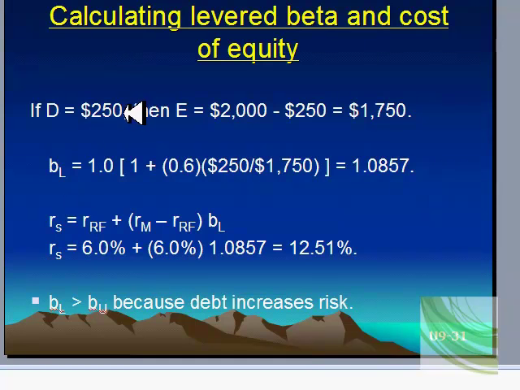So if you have 250 as your debt, 2000 as your equity, then you have 1 as your unlevered beta, so 1 plus, and 40% is the tax rate, so 1 minus the tax rate is 0.6, times 250 divided by 1750, the percentage of debt that you have relative to the equity. So your beta has gone up from 1 to 1.08. Now you multiply it with the risk-free rate plus the risk premium of 6% times 1.08. So now the levered beta increases because the debt increases risk. So it's just a way of computing the levered beta.